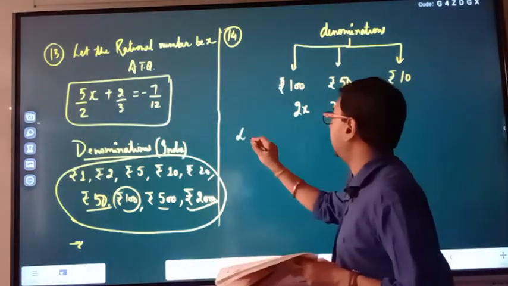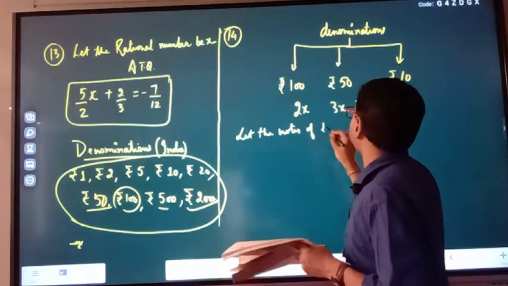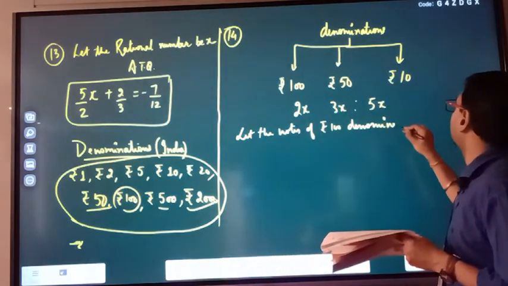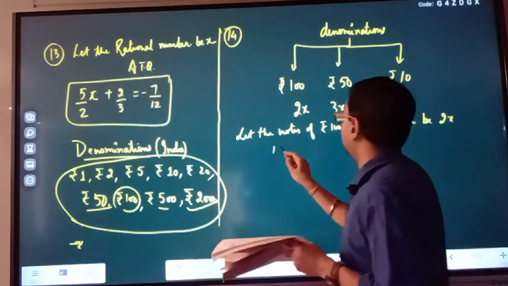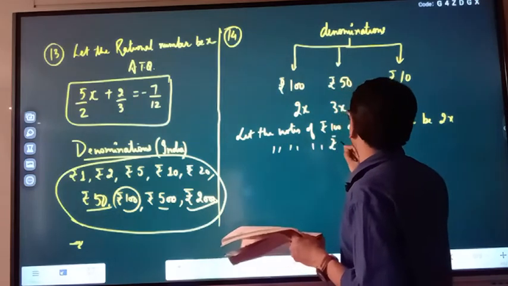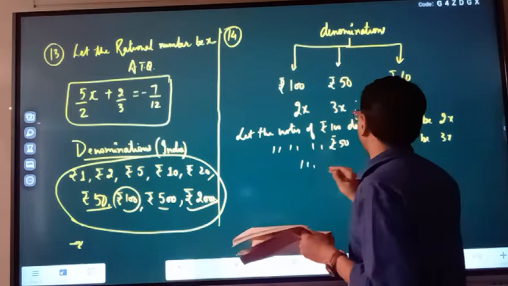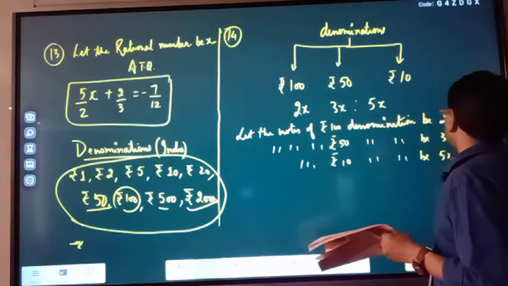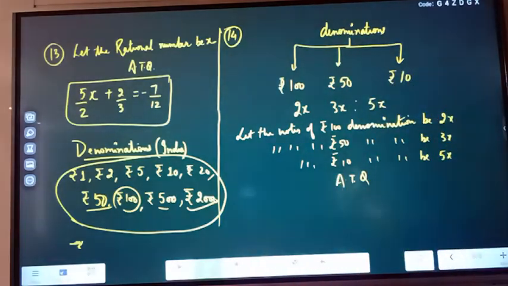So let the number of notes of rupees 100 denomination be 2x. Let the number of notes of rupees 50 denomination be 3x. Let the number of notes of rupees 10 denomination be 5x. Now according to the question, the total cash she is having is 4 lakhs. Now see what to do.